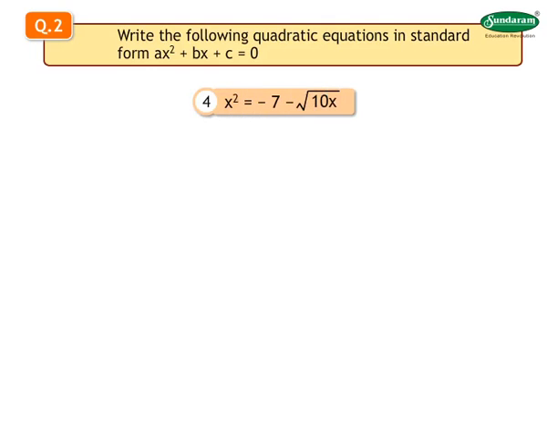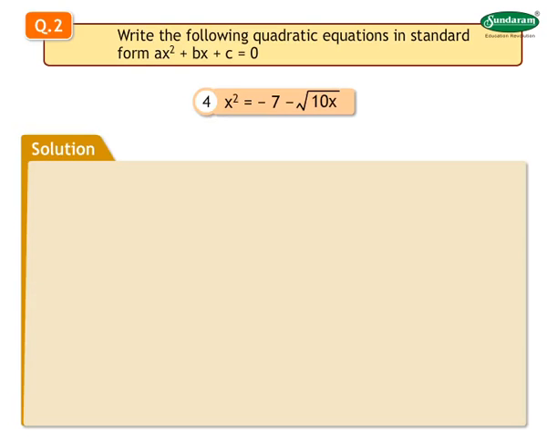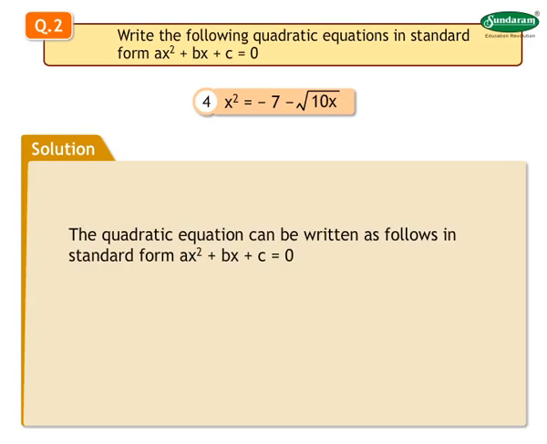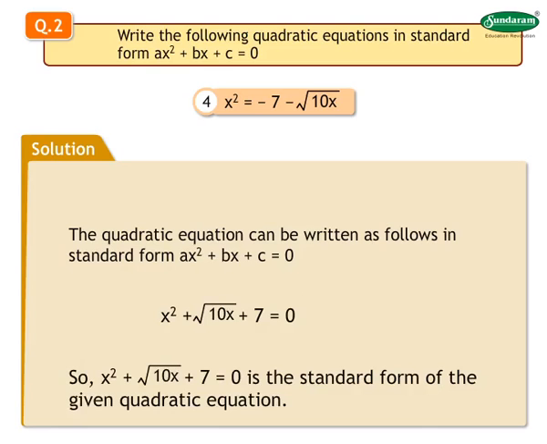Number 4. x square is equal to minus 7 minus root 10x. Solution. The quadratic equation can be written as follows in standard form: ax square plus bx plus c is equal to 0. x square plus root 10x plus 7 is equal to 0. So, x square plus root 10x plus 7 is equal to 0 is the standard form of the given quadratic equation.